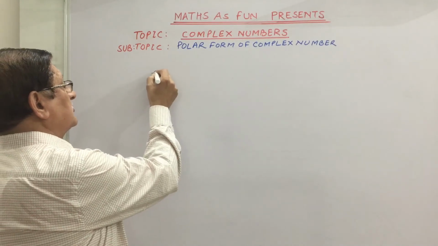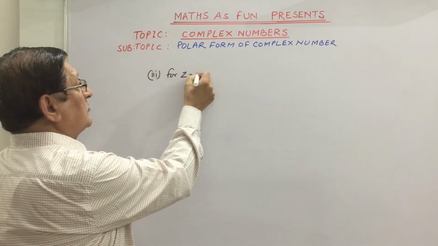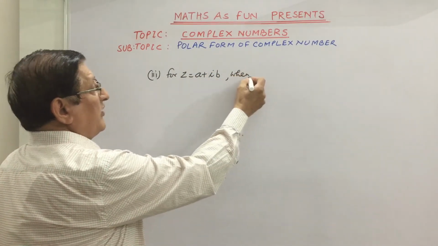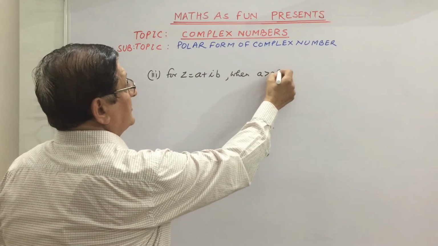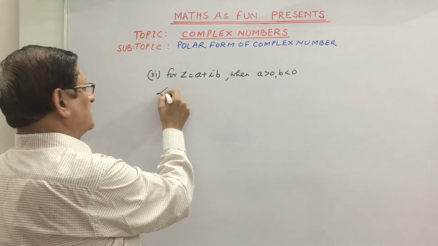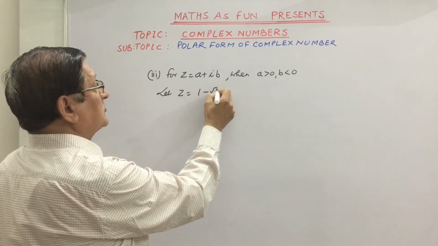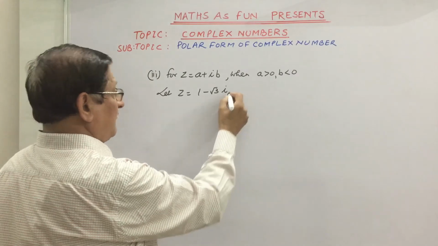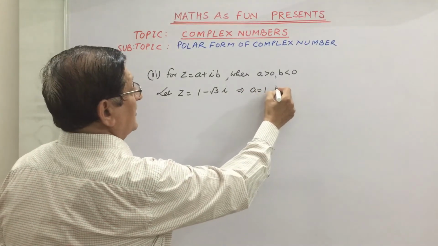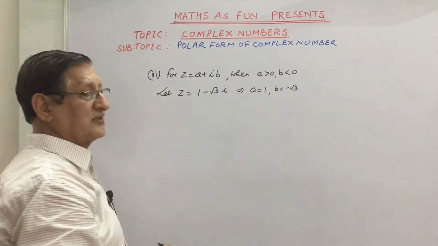Let's learn about the third case now. For z is equal to a plus iota b, when we find a is greater than 0 and b is less than 0, let's take a question. Let z is equal to 1 minus root 3 iota. Here we find a is equal to 1 and b is minus root 3. So a is greater than 0, b is less than 0.